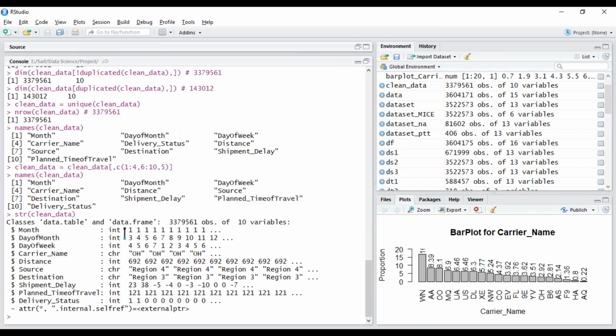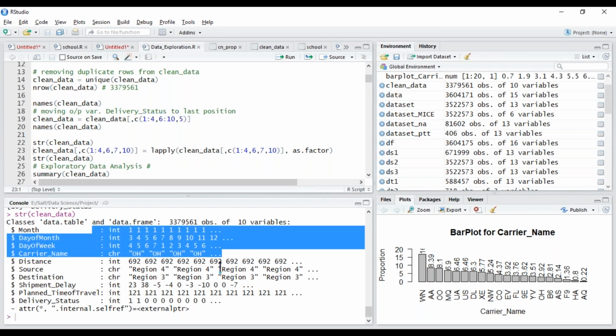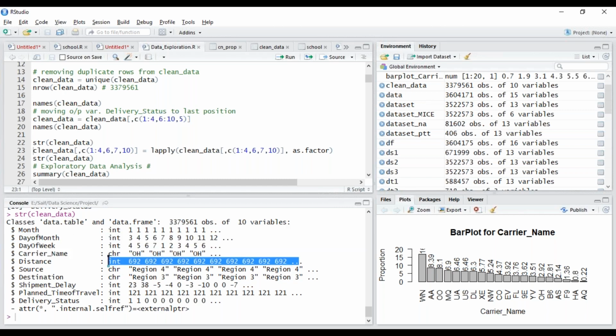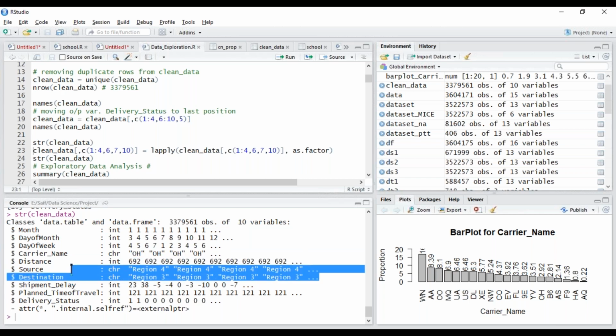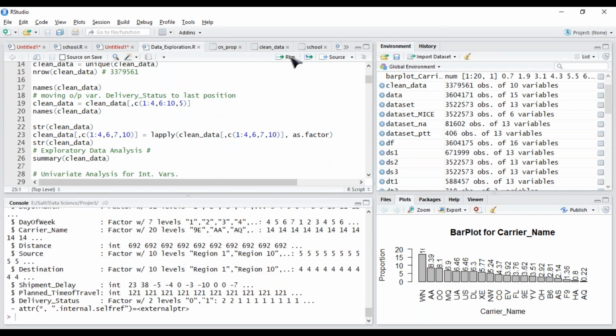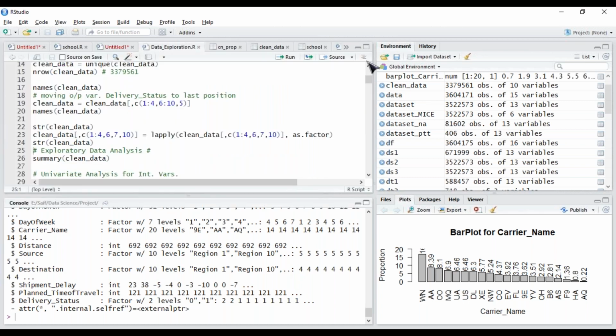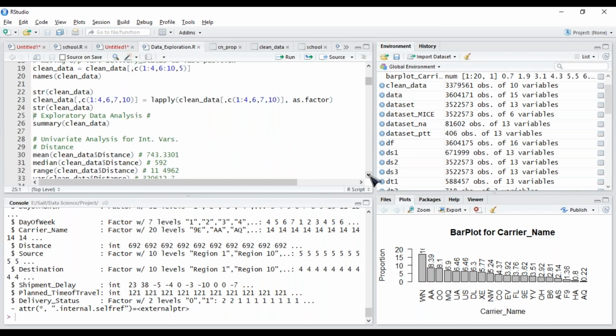Now we know for a fact that month and day of week are factor variables. Yes, friends, 1, 2, 3, 4 are factors. They can take only limited values. So I have converted them to limited values, factor. Then 6, 7, distance cannot be a factor, it is integer. It can take any value, right? Then your region and your source and destination are again factors. And again, your 10th variable, delivery status, is a factor variable. So I'm converting all those to factor so that they take only limited values. You can see over here, they have been converted to factor, right? So in that way, you need to put your common sense and domain knowledge to identify the variable types. Now let us look at the summary of the data.